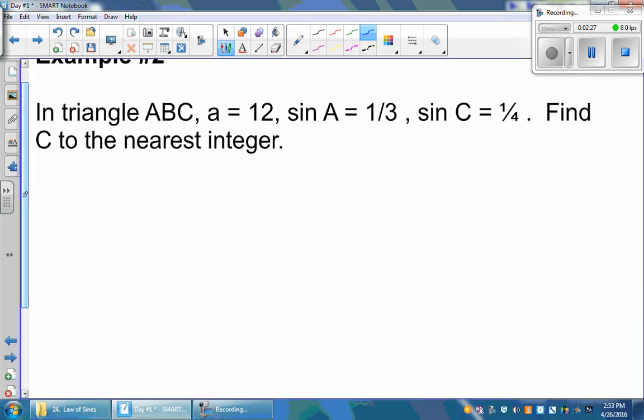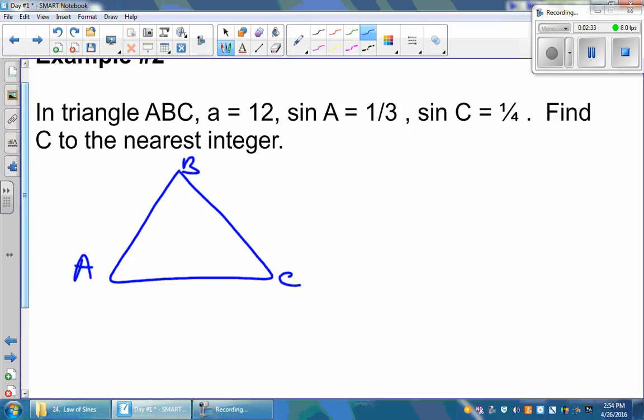We're told we have triangle ABC. So again, I'm going to draw it. I'll call it A, B, C. We're told that little a is equal to 12. We are told that the sine of A is equal to 1/3. Now that information is a little bit different. It's not the measure of the angle we're given. We're given the value for the sine of it. Same thing, we're told the sine of C is equal to 1/4.